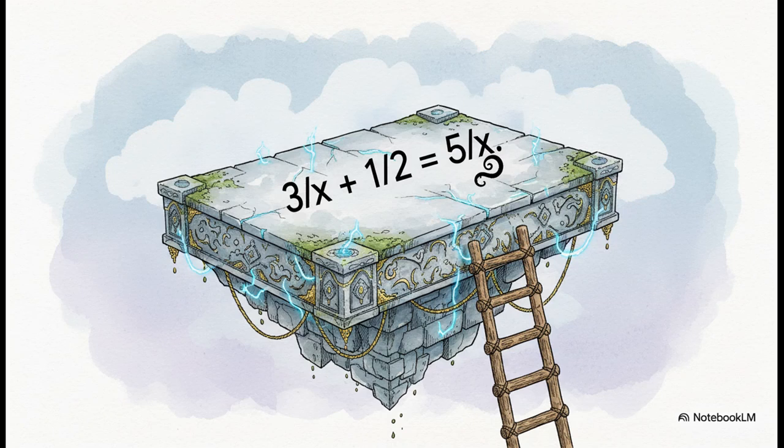Now what if we throw a variable, an x, down in the denominator? We've got 3 over x plus 1 over 2 equals 5 over x.